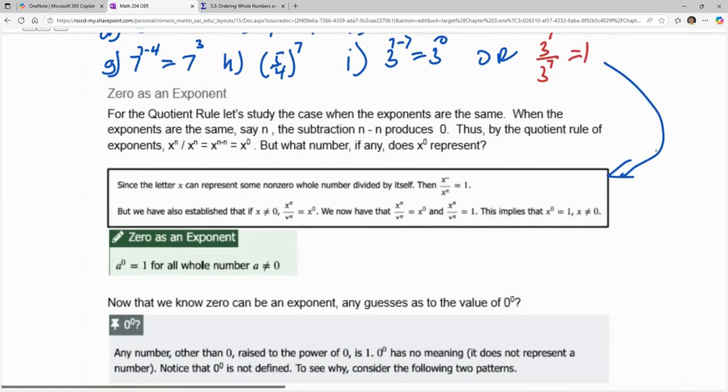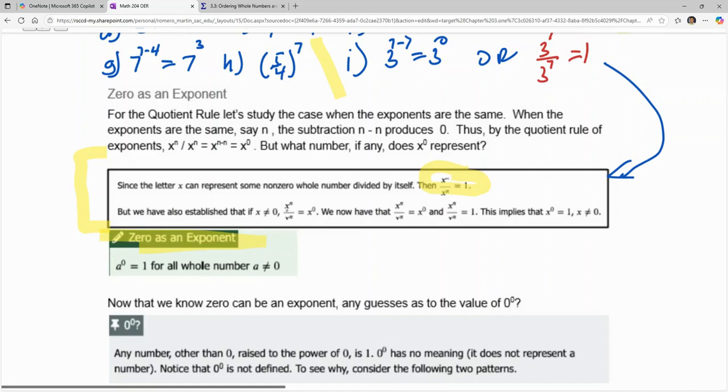Zero as an exponent. Anything to the power of zero equals one, as long as a is not equal to zero. I'm talking about right here, we could see zero as an exponent, so anything to the power of zero. Now, why is that? There's a little explanation here of why that would be. We could see x to the power of n divided by x to the power of n. We know the same number divided by the same number equals 1. That's right there.